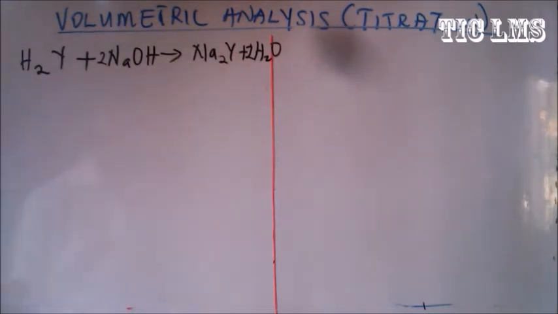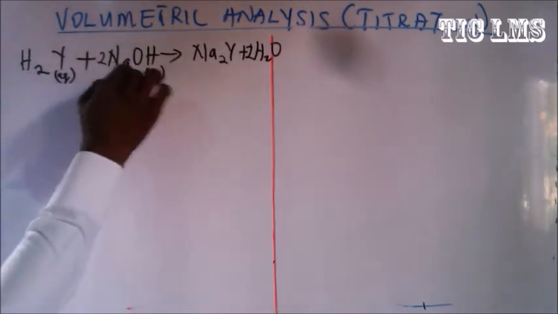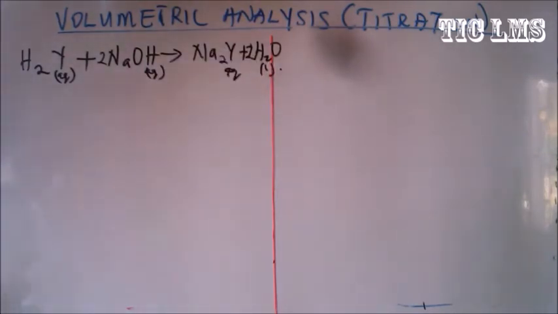Now that we have gotten our equation, all these are aqueous, and we have aqueous, and we have liquid over here. Now with that gotten, we have to calculate the concentration of the acid in mole per dm cubed. To get the concentration of the acid in mole per dm cubed, we need to get the concentration of our base in mole per dm cubed. And our base is sodium hydroxide.